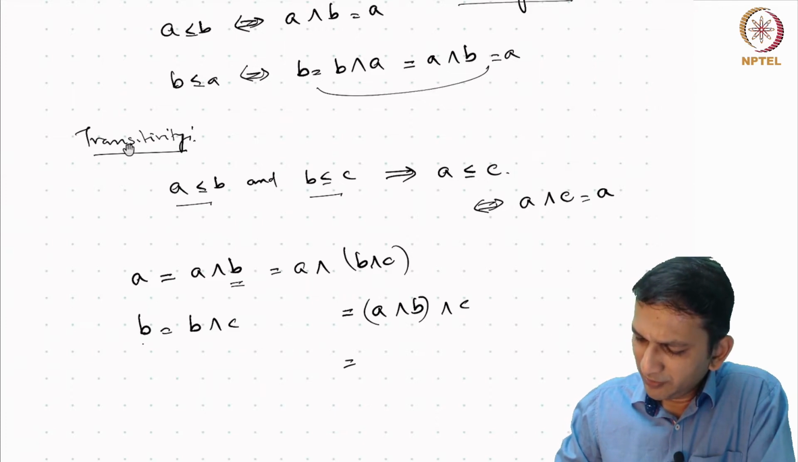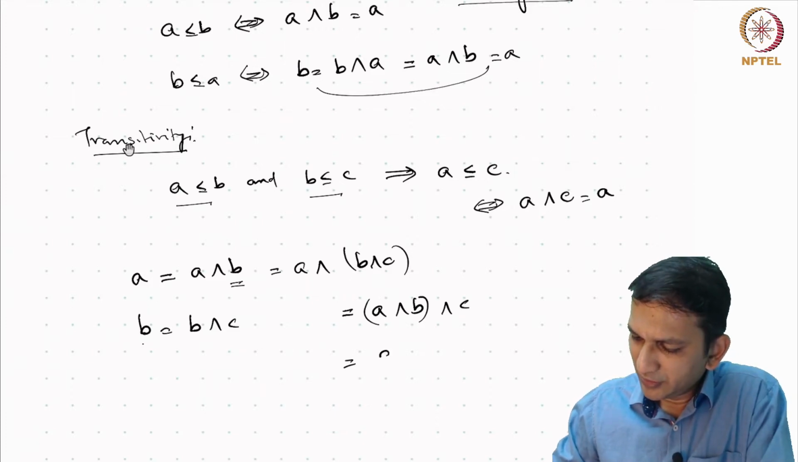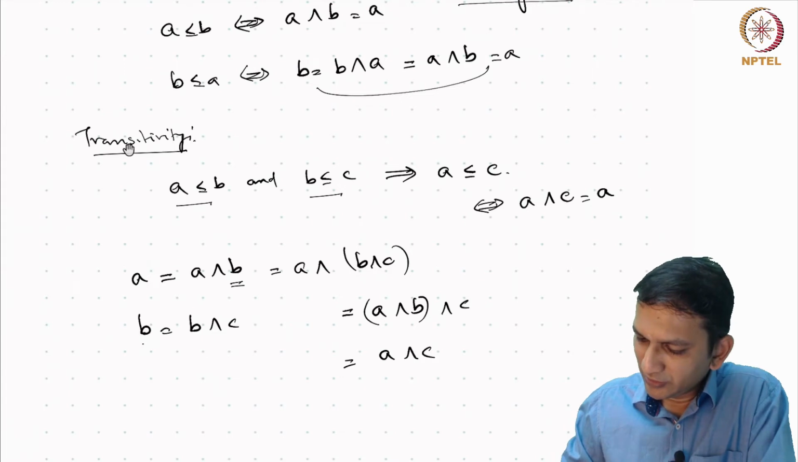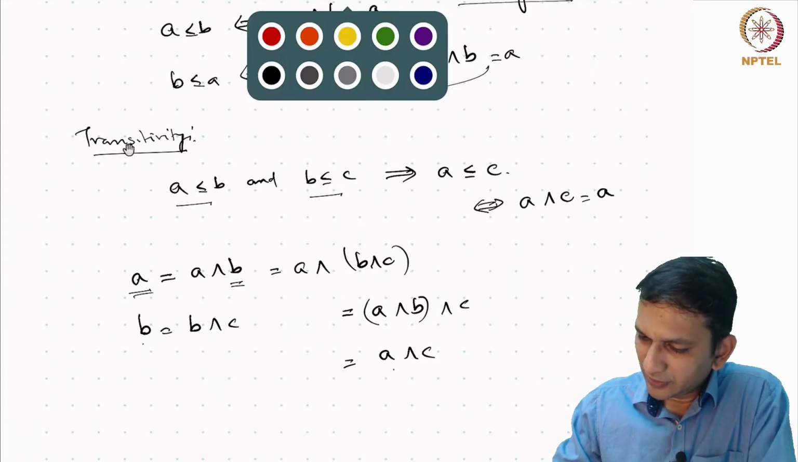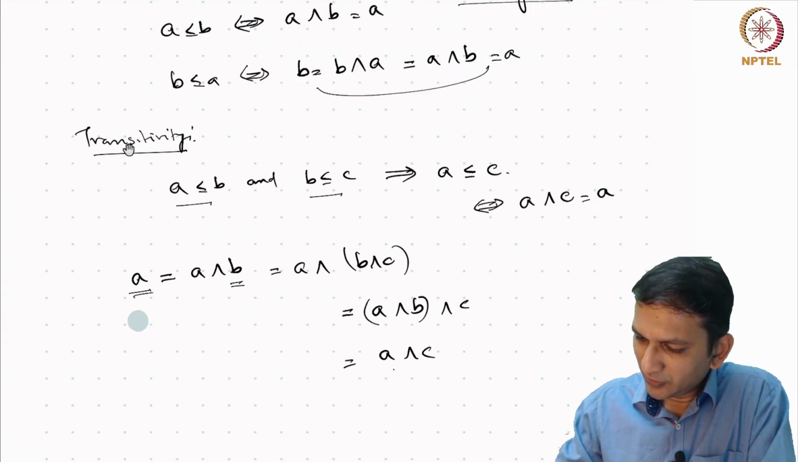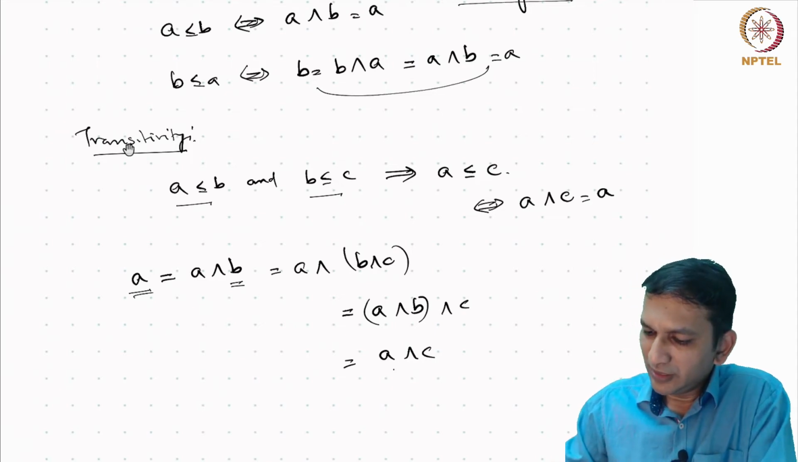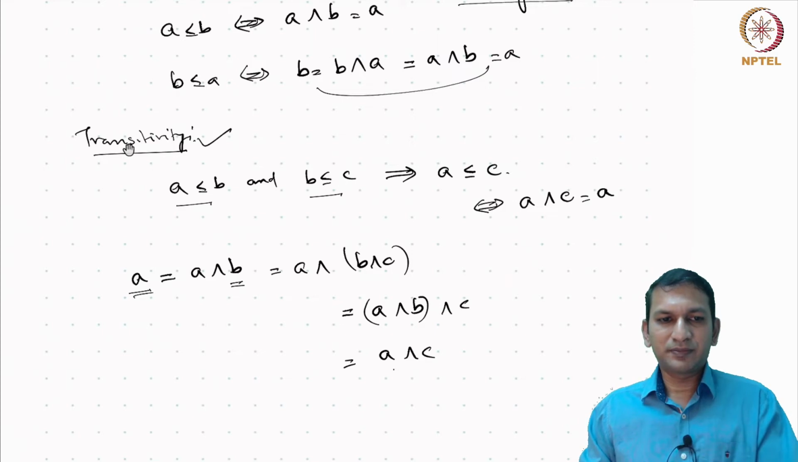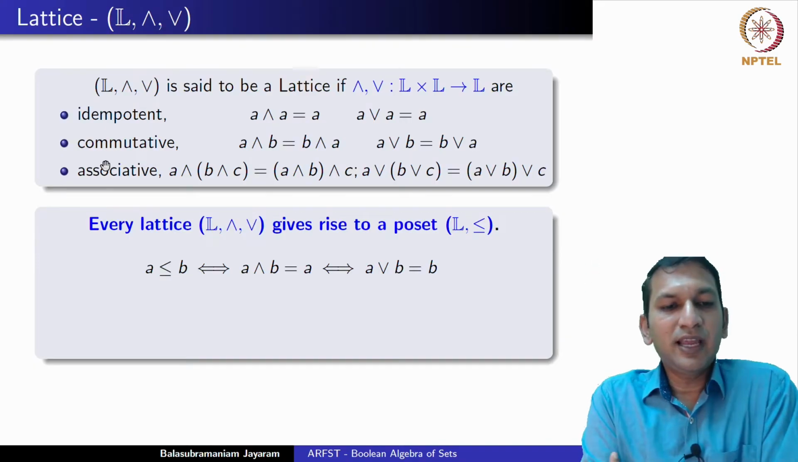But what is A meet B? It is essentially A. And this is meet C. And what is this? This is equal to A. So that means, allow me to just remove this. So what we have is A is actually equal to A meet C. This is what we wanted to prove, which means it also has transitivity. Thus we see that every lattice gives rise to a coset.